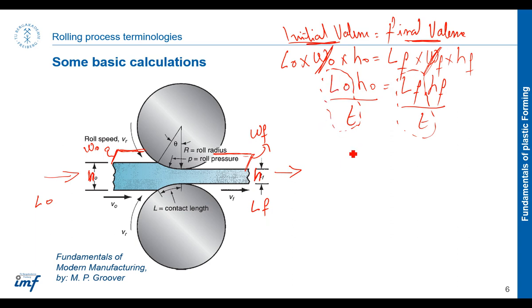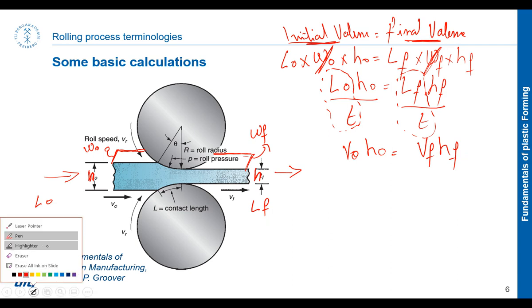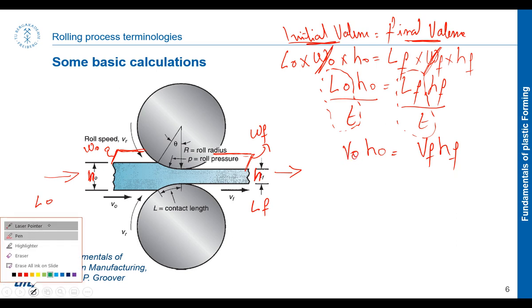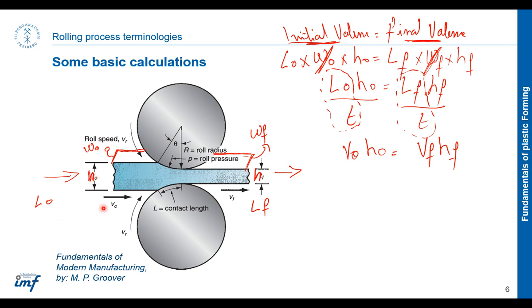as this is initial velocity, height, and then HF. Let me change the color now. So until now it is quite clear and understandable that we have this initial velocity, which is this, and then we have final velocity, which is this.